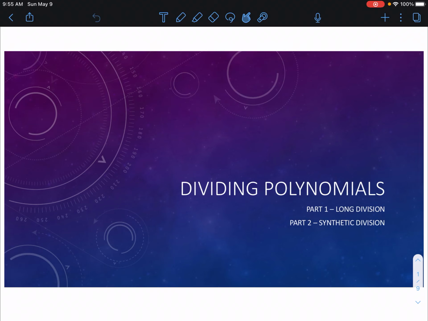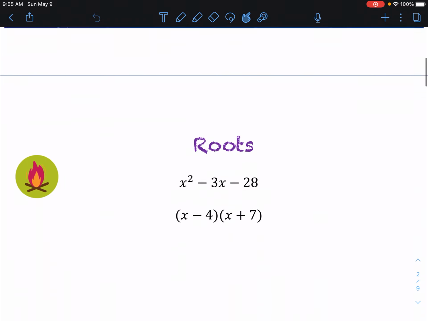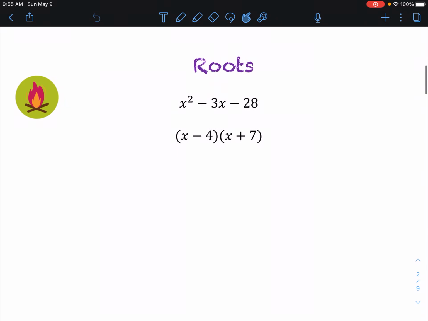Okay, so we're going to continue our dividing polynomials. In part one, we talked about how we use long division to divide polynomials. And today we're going to try another method called synthetic division, which you can use sometimes, but is not always applicable. All right, let's talk a little bit about what roots are again.